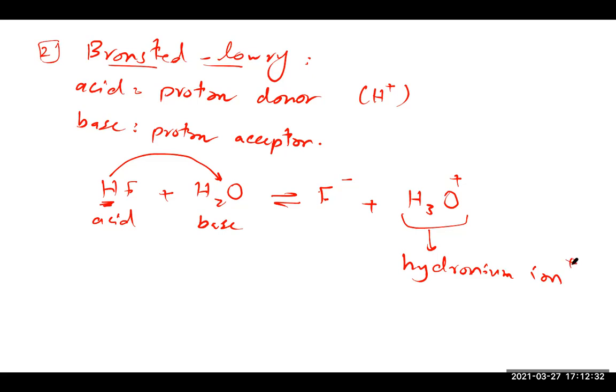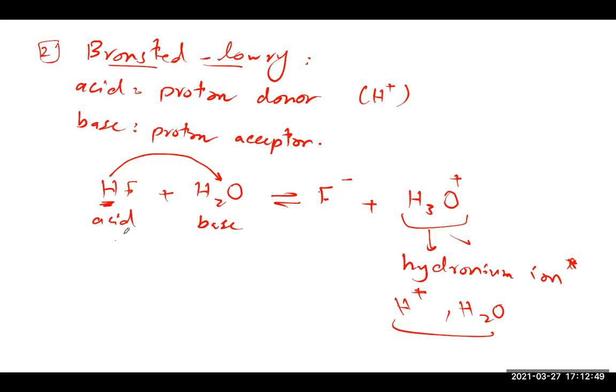And he asked about the definition of the hydronium ion. Hydronium ion is the ion resulting from the coordination between H+ and H2O. So it will result from the coordination of a hydrogen ion with an H2O molecule. Okay, this will be called the hydronium ion.